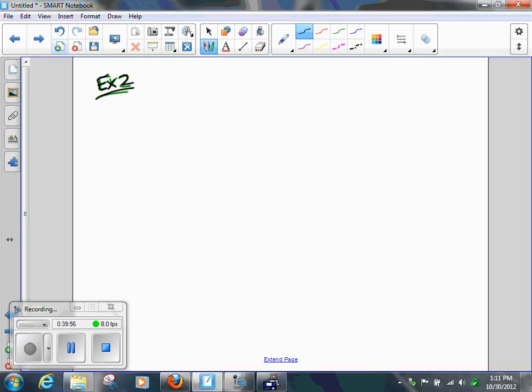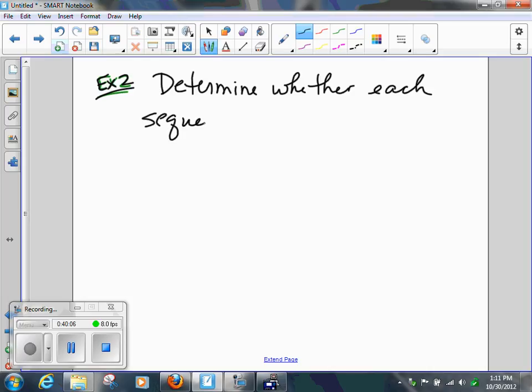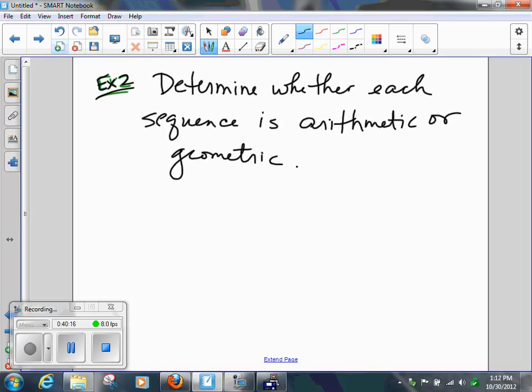Let's see here. Determine whether each sequence is arithmetic or geometric. All right, here we go.